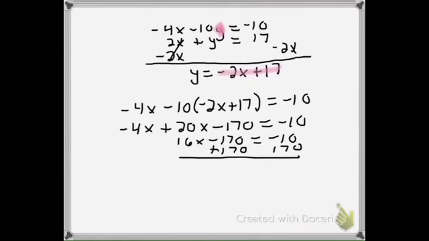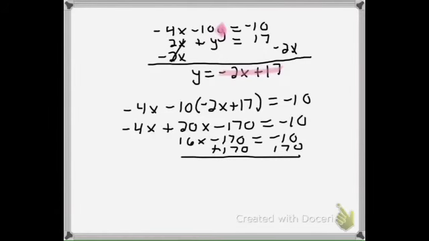I'm going to shrink my screen a little bit. Now I'm going to solve for this part of it. 170 and negative 10 equals 160. And over here, these cancel, of course, a negative 170 and a positive 170. So I have 16x. I'm going to divide this by 16. I can already tell it's 10. And this by 16. And x is equal to 10.